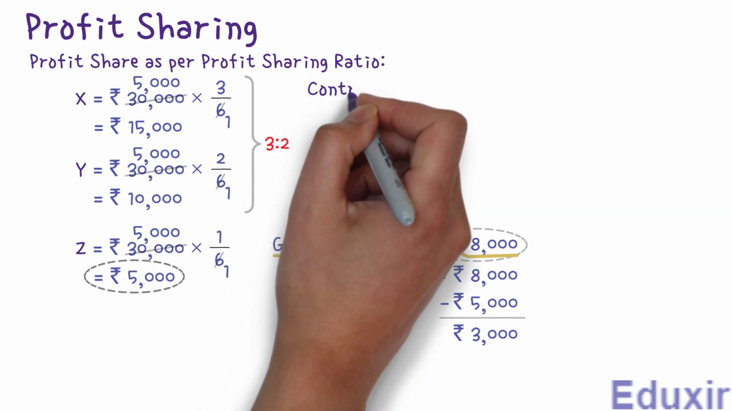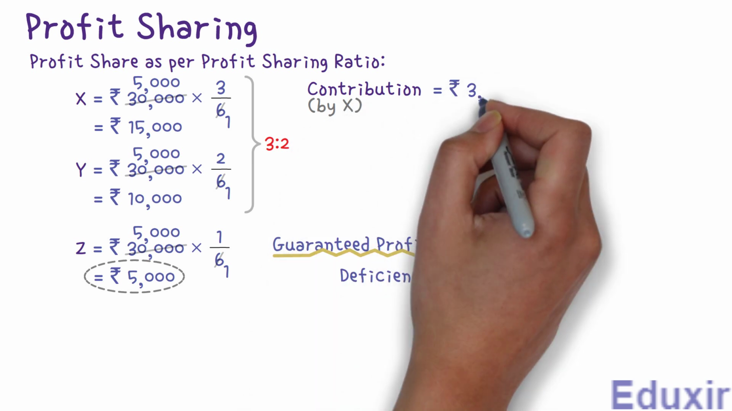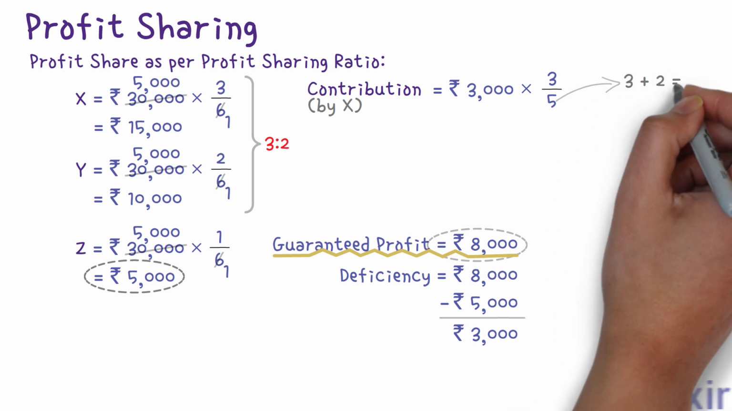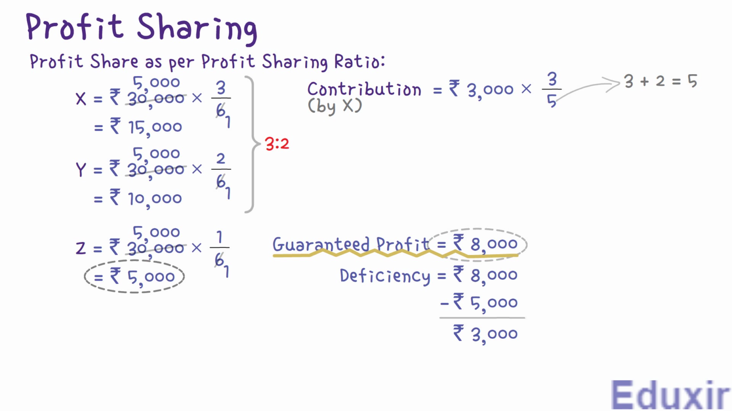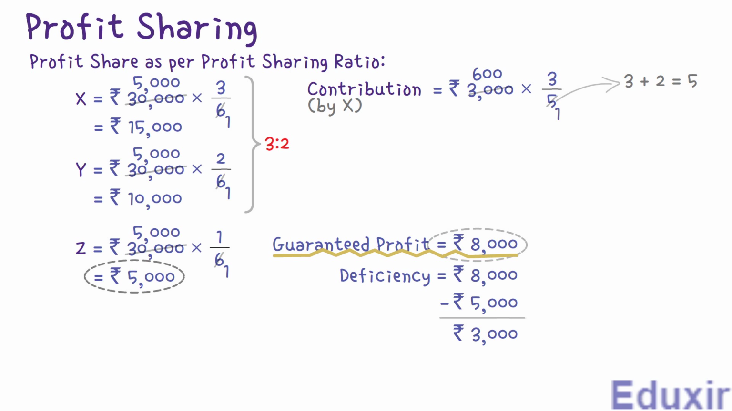Now the contribution made by the partner X is equal to the deficiency amount of 3,000 rupees multiplied with his deficiency sharing ratio 3/5. Note here that this denominator value is obtained by adding the deficiency sharing ratio 3 and 2. 3 plus 2 is equal to 5, right? Now cancelling with 5, 5 ones are 5, 600s are 600. Now if we multiply the remaining 600 and 3, we get 1,800 rupees. This is the contribution by the partner X to the deficiency in the partner Z's profit amount.